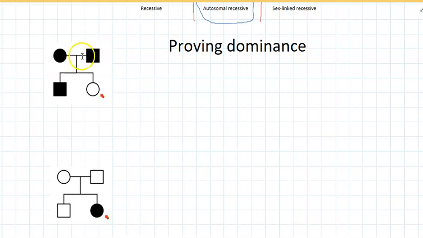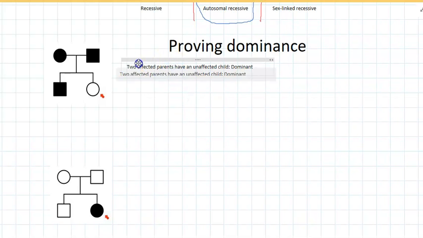Okay, so if you see this situation with 2 parents that are affected by the trait, and they have a child who's unaffected, this has to be dominant. So 2 affected parents have an unaffected child. As soon as you see that, it has to be dominant. So remember that, but also let's explain how we can prove it.